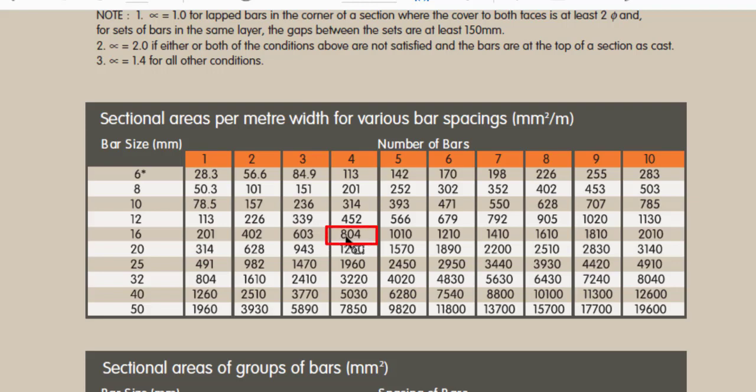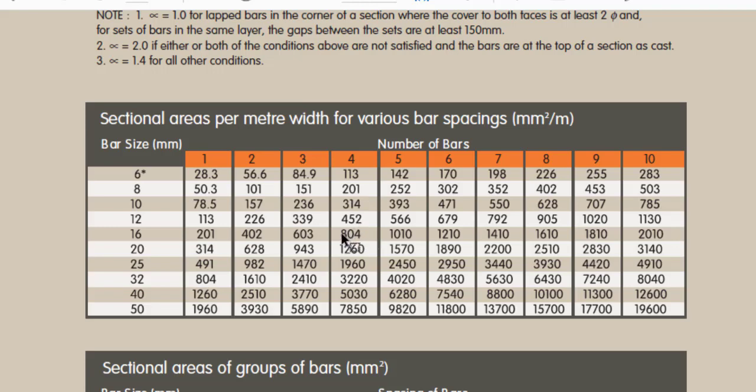804. And 804 will give me how many numbers? It will give me 4 numbers. Of course, even if 603 passes, I cannot use 603 as my area of steel provided, because 603 will give me just 3 numbers, and I cannot use 3 numbers for a square section. If it is a triangular section, I can use 3 numbers, but since it is a square section, I will have to use at least 4 numbers.